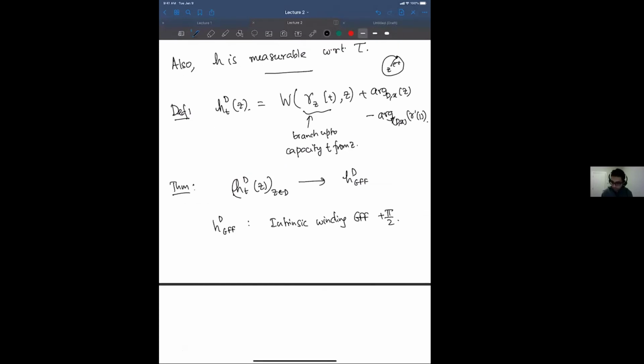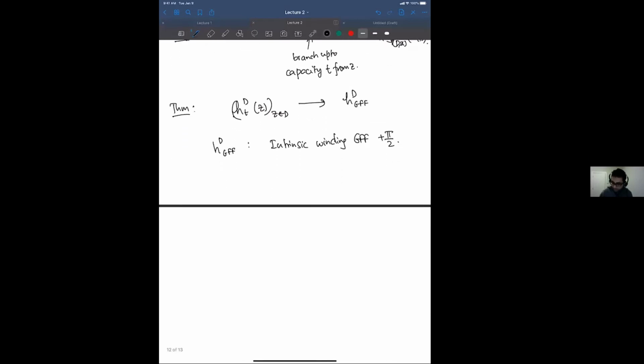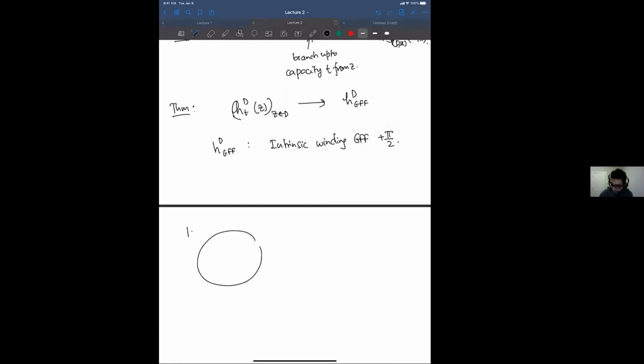Okay, so how do we prove such a thing? Let's try to understand the simplest situation. Let's take the domain to be the unit disk. Okay, we are always going to think of it as going to the boundary and going all the way up to 1. And let's think of this at 0. Let's try to understand what happens to the expectation of H_t at 0.